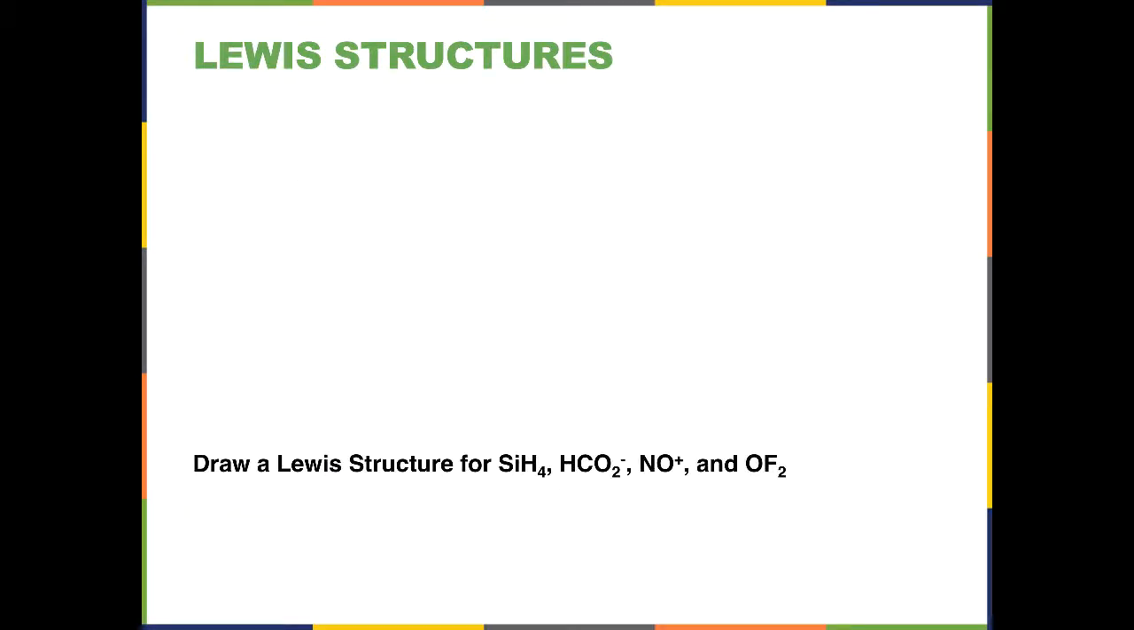So we're going to draw the Lewis structure for these 4 compounds. Silicane or silicon hydride, the carbonate, bicarbonate ion, the nitrite ion, and oxygen difluoride. First of all, you arrange the atoms with a central atom. Well, first of all, you would count, for each of these, the number of valence electrons.